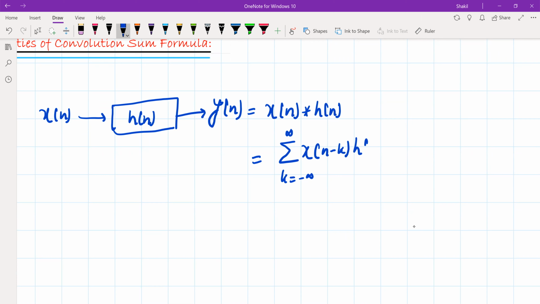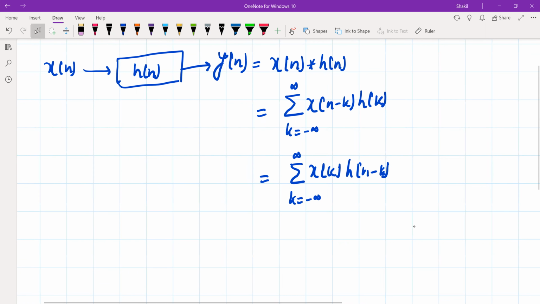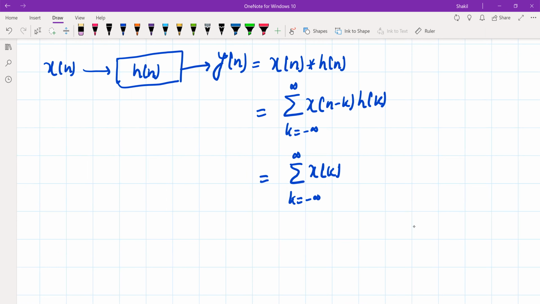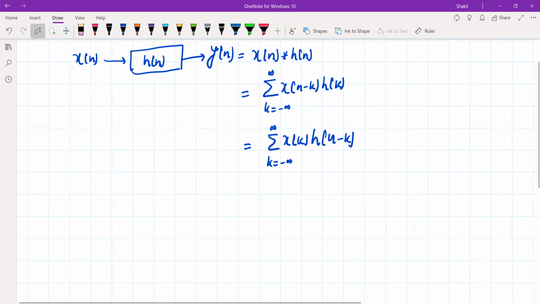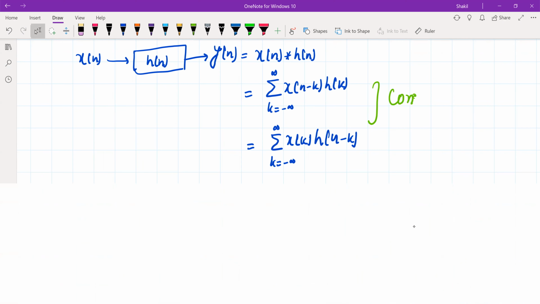And this you can also write as the sum over k going from minus infinity to infinity of x of k, h of n minus k. So this property is referred to as the commutative property. You can say x of n convolved with h of n is the same as h of n convolved with x of n. This property is referred to as the commutative property of this convolution sum.